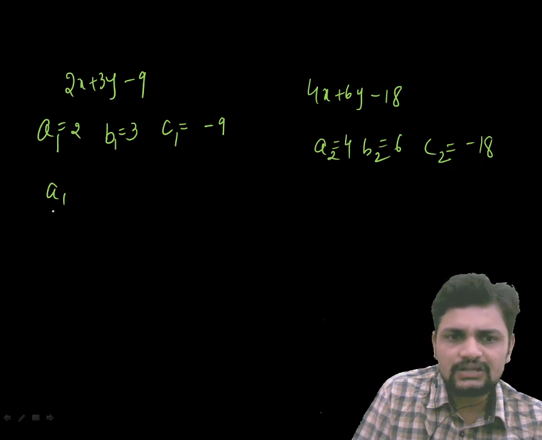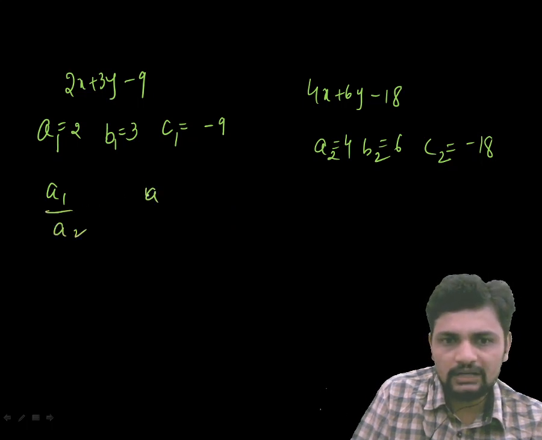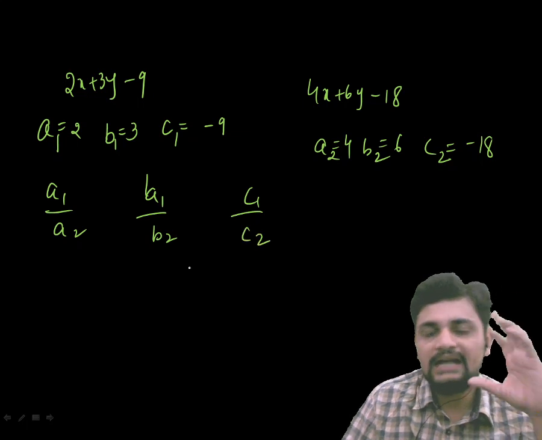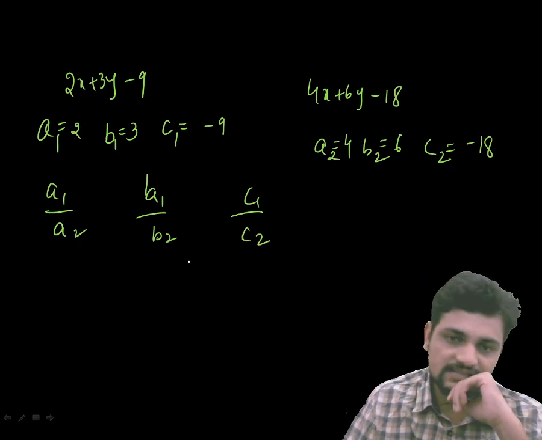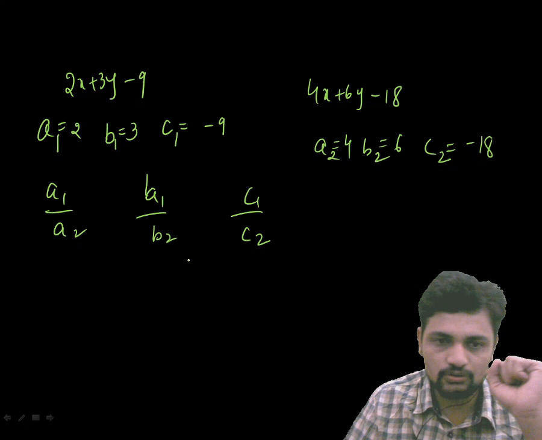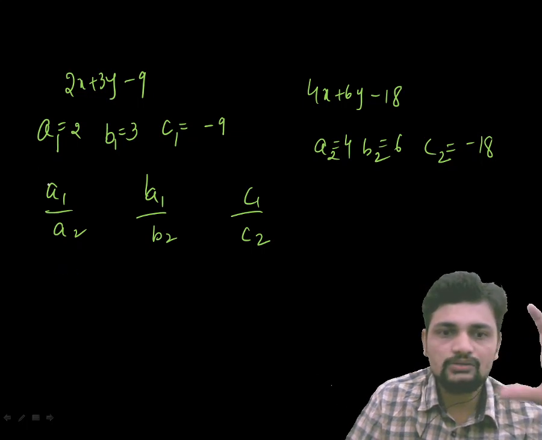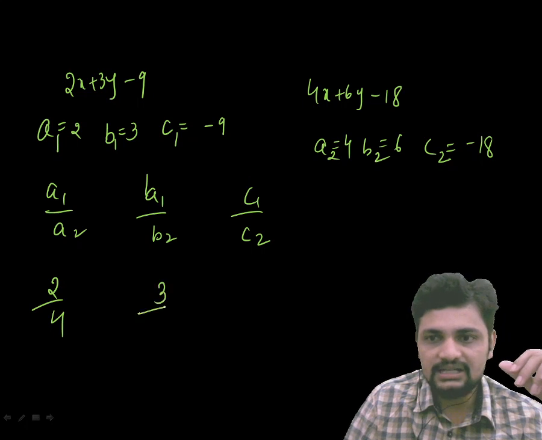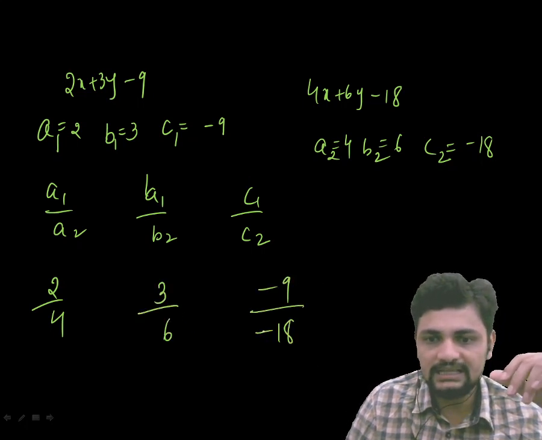So just take a ratio of a1 by a2, b1 by b2 and c1 by c2 and see which condition it will satisfy. Based on that we can give the conclusion. So let us substitute the values. a1 is 2, a2 is 4, b1 is 3, b2 is 6, c1 is minus 9, c2 is minus 18.